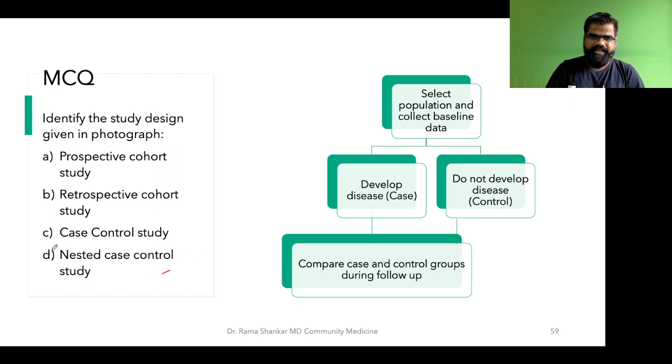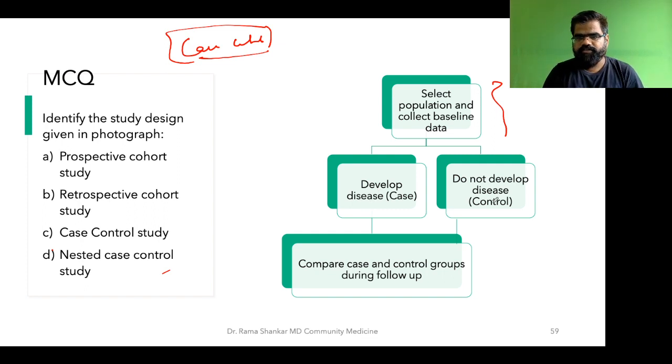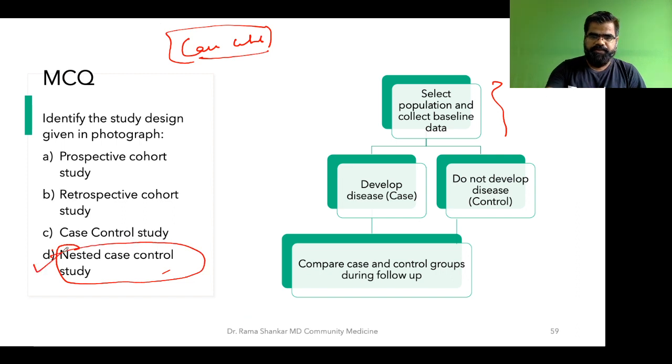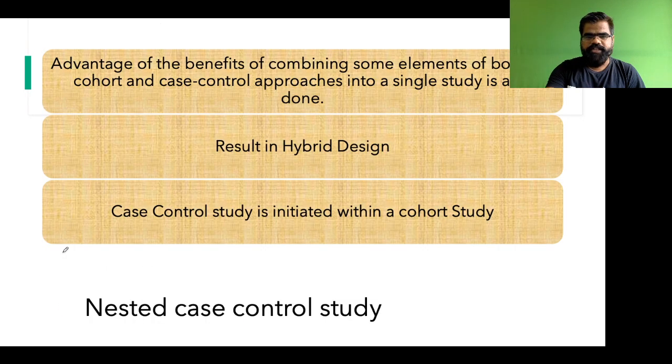So students, in this case, you have selected a population. You are not starting the study from cases and control, so don't get confused with this. You're starting with a population. You have collected the baseline. Over a period of time, somebody developed disease, somebody did not develop disease, and then from the disease pool you took cases, and from the not disease pool you took controls, and then you are trying to compare them. So it is not a typical case control study. It is a nested case control study. So I'll go with option D, and I'll just try to explain that.